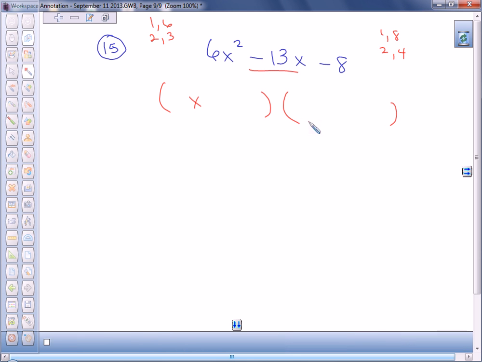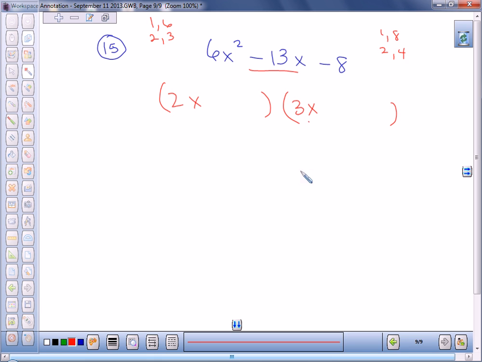So now, let's do 1 and 8. That gives me 16 and 3. Can I get 13 out of 16 and 3? Yeah. So let's go with that. 16 and 3. Which one needs to be negative? The one on the right, because that gives me negative 16 and positive 3.